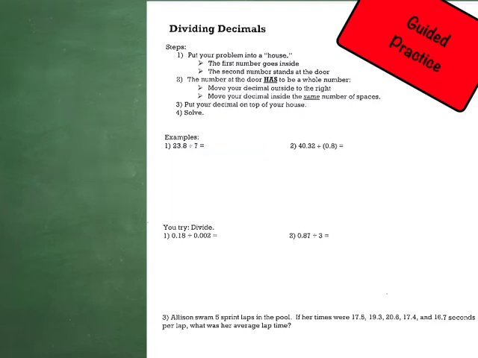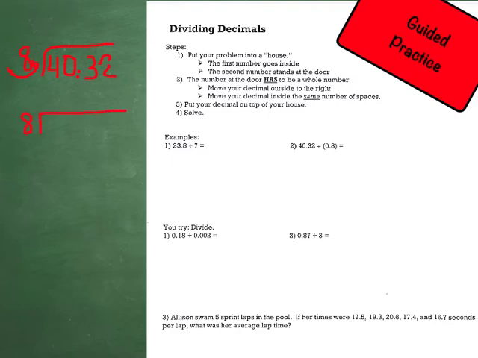Okay, let's do number 2. 40 and 32/100 divided by 8/10. The first number goes inside the house. The second number goes on the outside. Now we can't have a decimal on the outside, so we have to make it a whole number. So we're going to swoop it one time to make it 8, and we rewrite it.